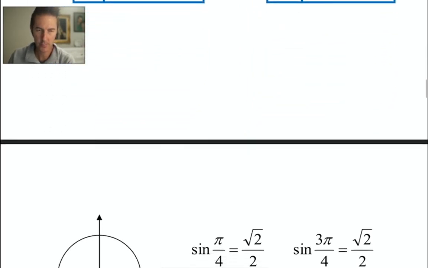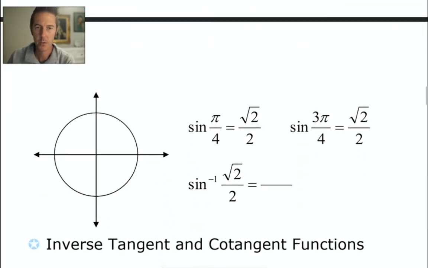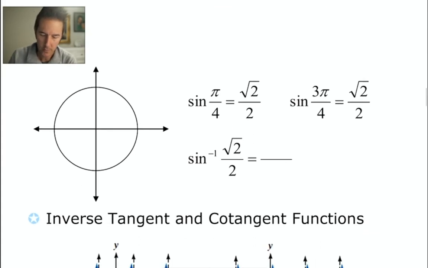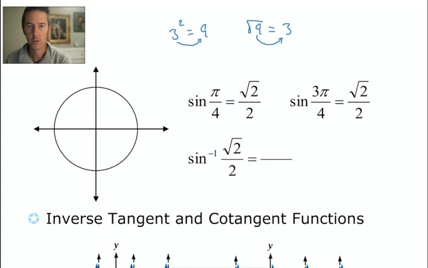I don't have any notes for you. These are all notes. All right, so what is 3 squared? That's 9. And what about the square root of 9? That's 3. So squaring takes you from the domain to the range, and square rooting takes you from the range, the 9 value, back to the domain.